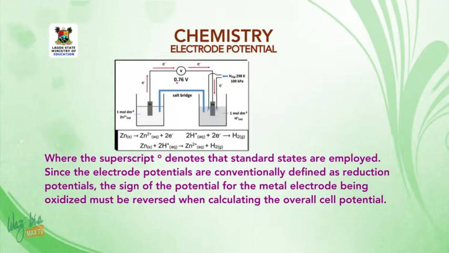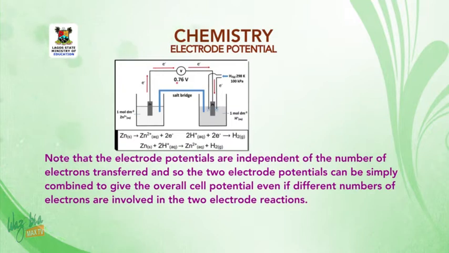Since the electropotentials are conventionally defined as reduction potentials, the sign of the potential for the metal electrode being oxidized must be reversed when calculating the overall cell potential. Note that the electropotentials are independent of the number of electron transfers. So the two electropotentials can simply combine to give the overall cell potential, even if a different number of electrons are involved in the two reactions.